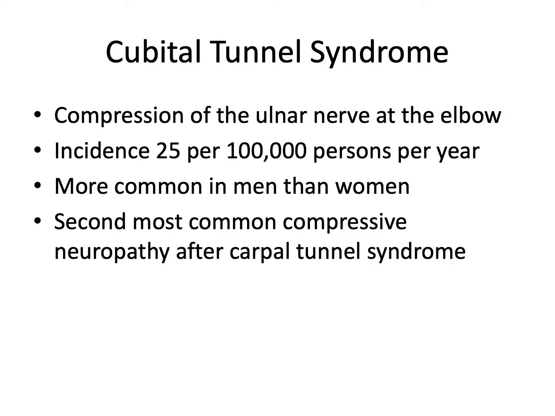The first we'll be discussing is cubital tunnel syndrome. This is a compression of the ulnar nerve at the elbow. The incidence is 25 per 100,000 persons per year. It's more common in men than women. It's the second most common compressive neuropathy after carpal tunnel syndrome.